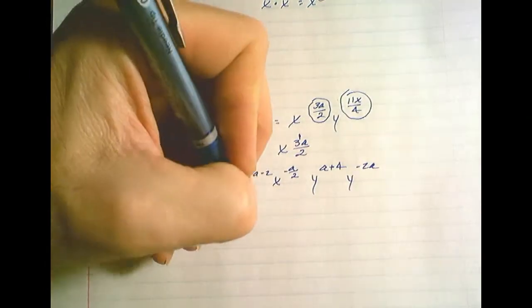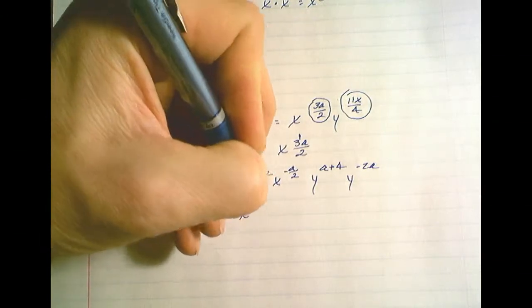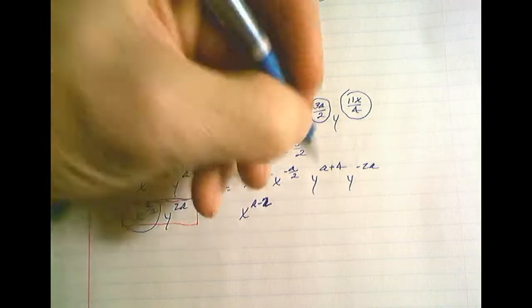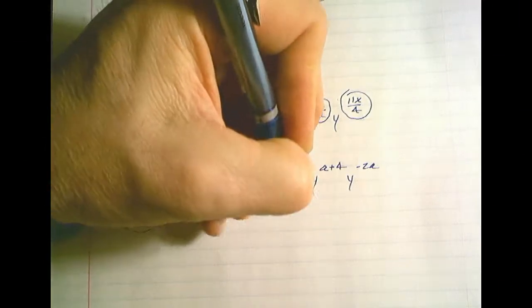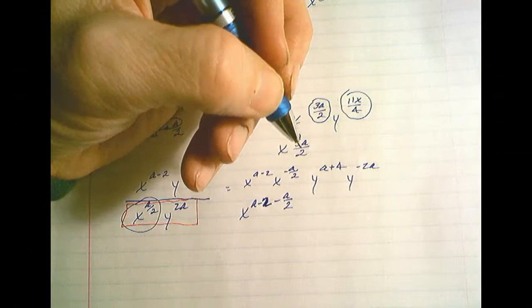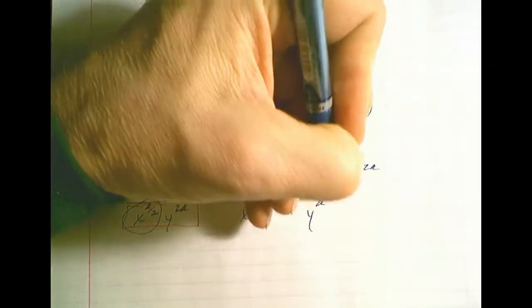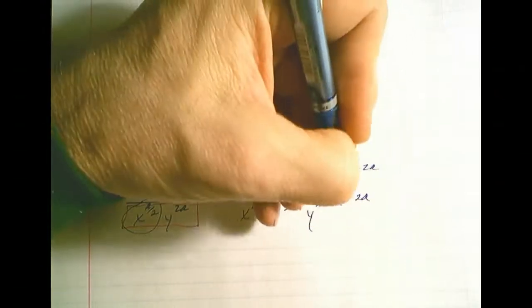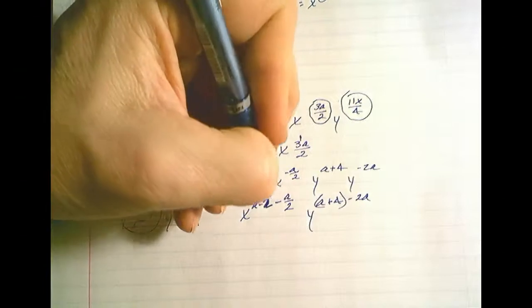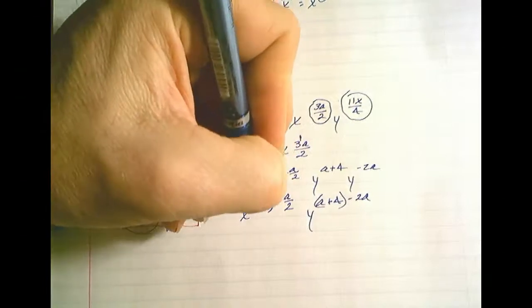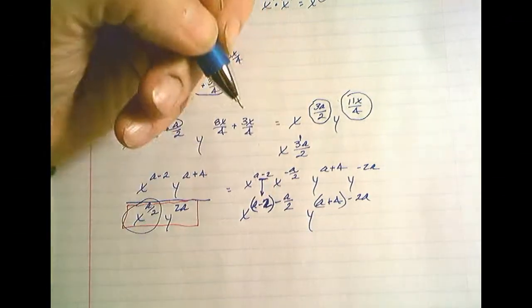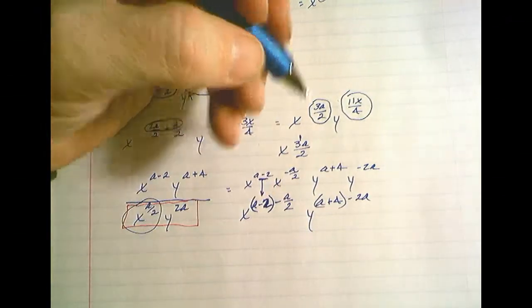So let's take and rewrite this with my exponents as x to the a minus 2, minus a over 2. And then we're going to write this as y to the a plus 4 minus 2a. Okay, I'm going to put parentheses around here because, as you know, these signs lock these together. So these have to be the same. So we're going to just kind of leave that the way it is.